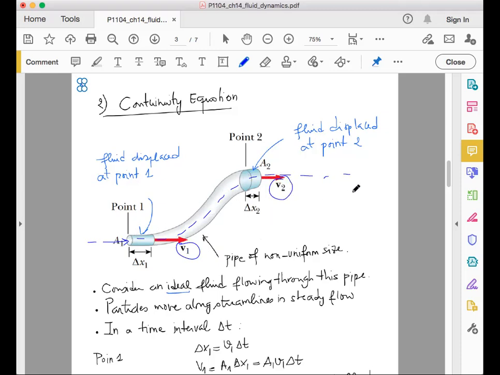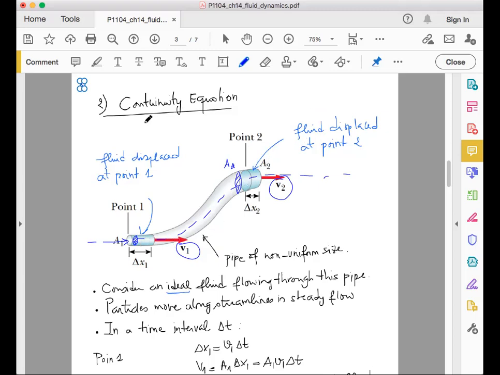If we have a pipe of non-uniform size, what do we mean by non-uniform size? We mean that at some point the cross-sectional area, the surface area of the tube, is quite small, which we call A1, and at other points it's bigger. It could be much bigger, or a little bigger than the first one, but they are different, and so the velocity will change as well. The idea is that we want to see how much the speed increases or decreases if the cross-sectional area of the tube increases or decreases. So let's start.